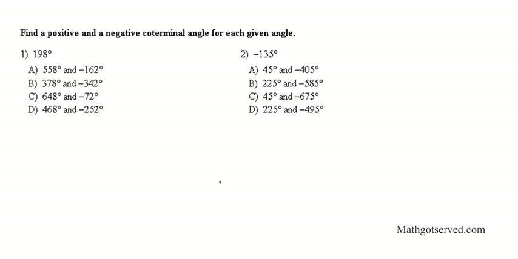So it says find the positive and negative coterminal angles for each given angle. I'm going to do the graph first so that we have a good idea as to what we're dealing with. All right, so let's go ahead and do the graph.